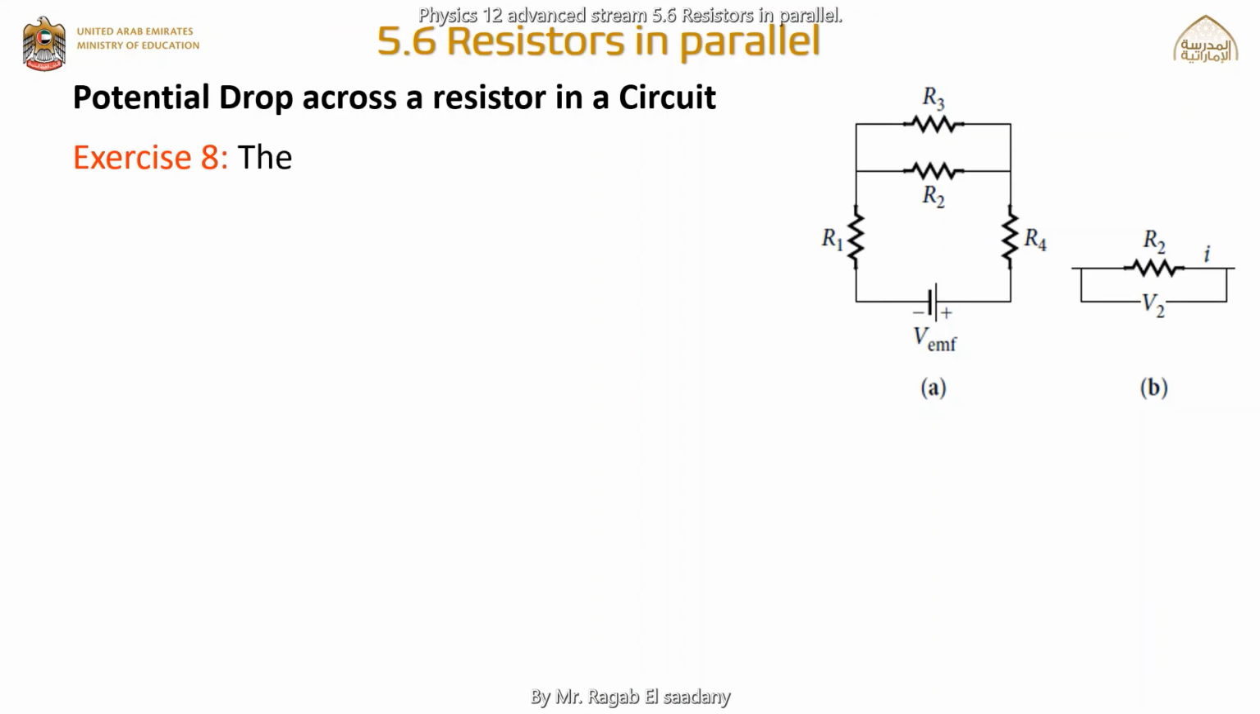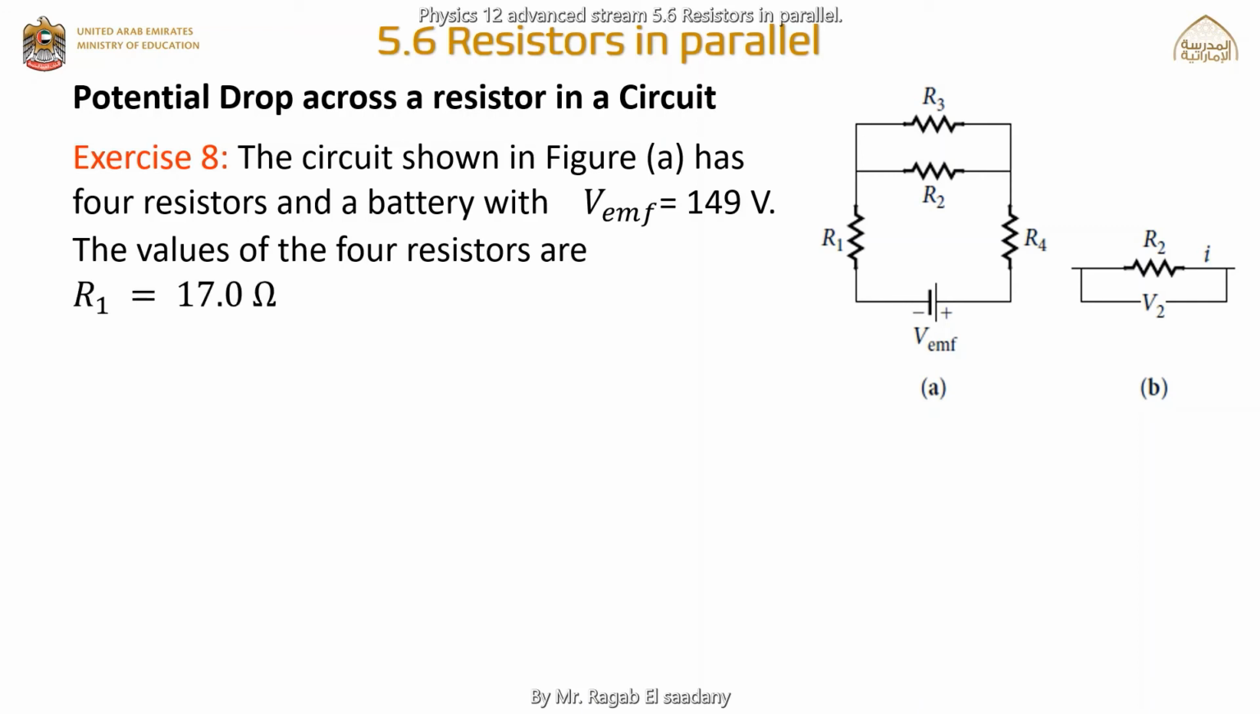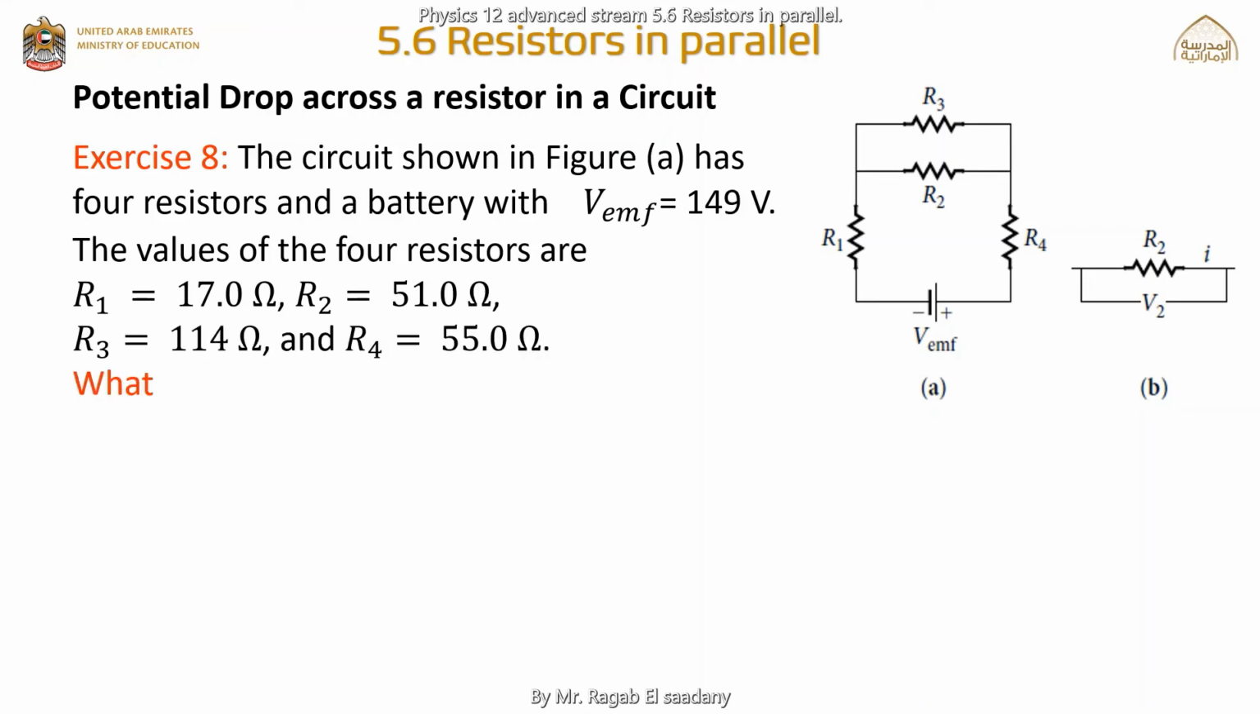Exercise 8. The circuit shown in figure A has 4 resistors and a battery with V EMF equals 149 volts. The values of the 4 resistors are R1 equals 17 ohms, R2 equals 51 ohms, R3 equals 114 ohms, and R4 equals 55 ohms. What is the magnitude of the potential drop across R2?